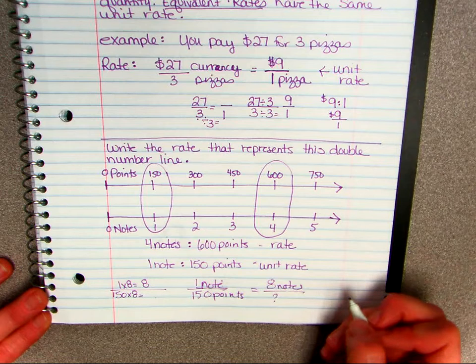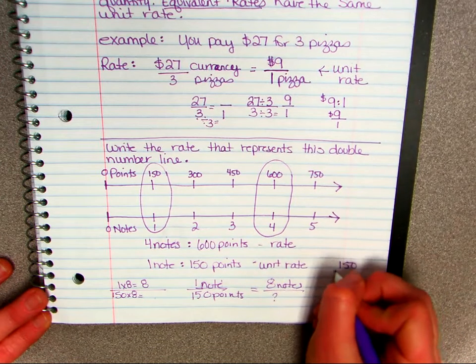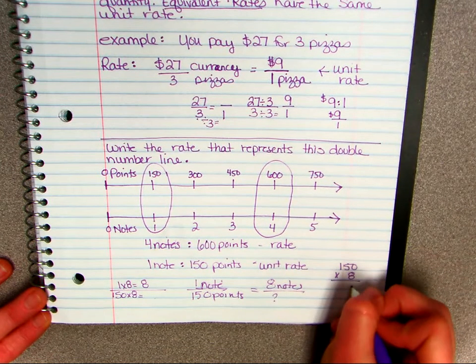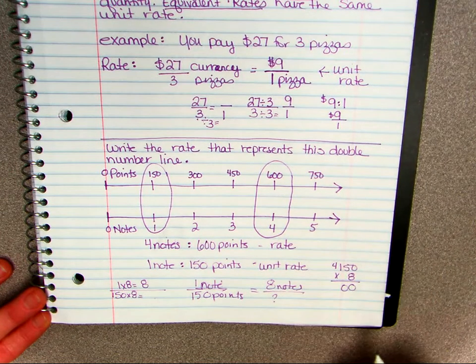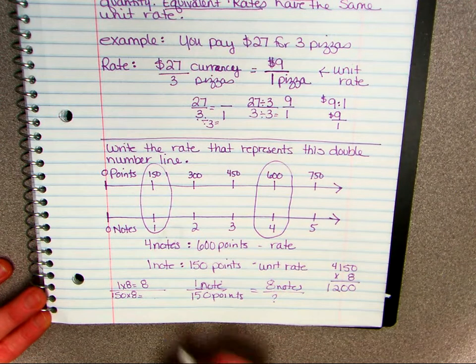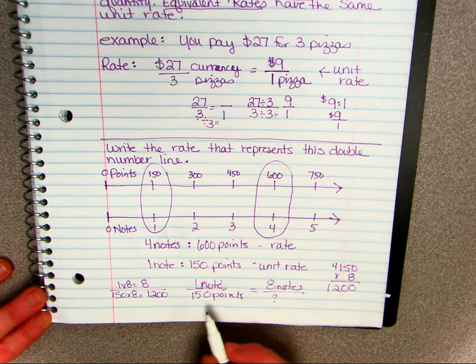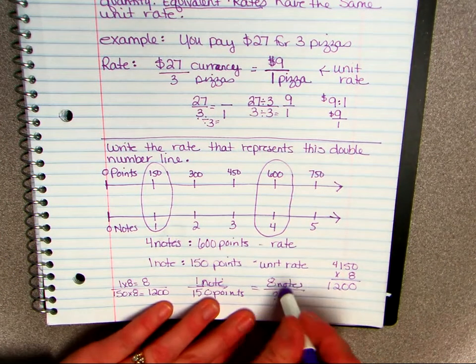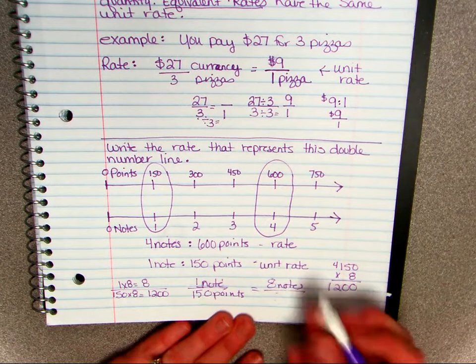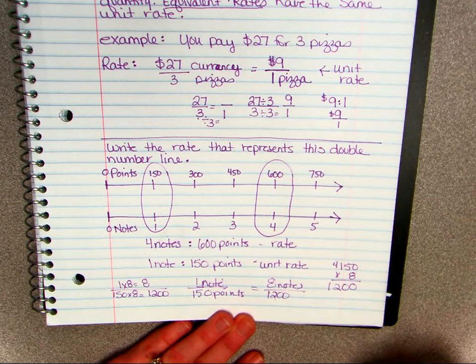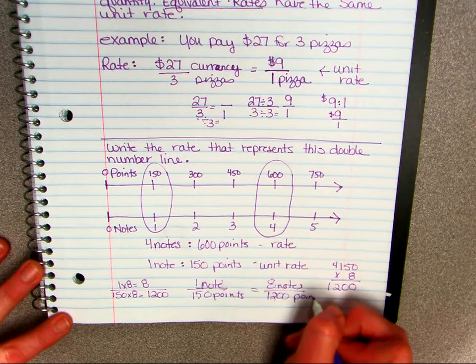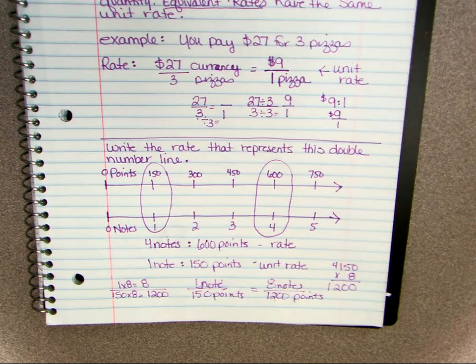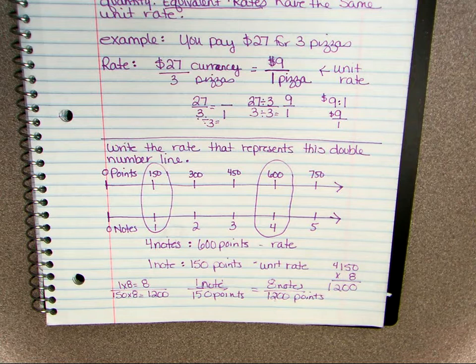And now I've got to do that problem, so I'm going to do it over here. 150 times 8. 8 times 0 is 0. 8 times 5 is 40. Carry the 4. 8 times 1 is 8 plus 4 is 12. So I get 120. So if I got 8 notes, I would end up with 1,200. Did I say 120? I meant to say 1,200 points. That's a lot of points. I'd be winning the game. So that's how you can use this double number line to find your unit rate, but make sure your unit rate is always that per 1 unit.